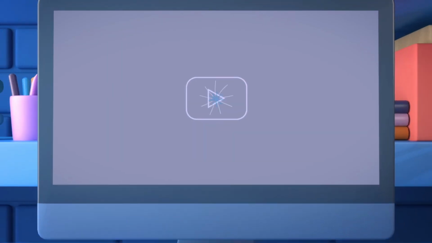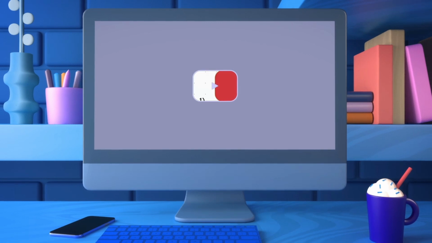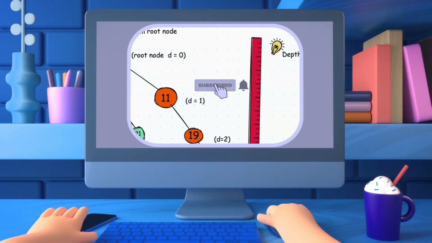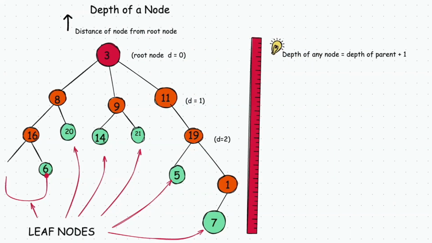So that's it for this video. We'll be covering more such concepts and diving deep into the types of trees and the problems related to the tree data structure in our upcoming videos.